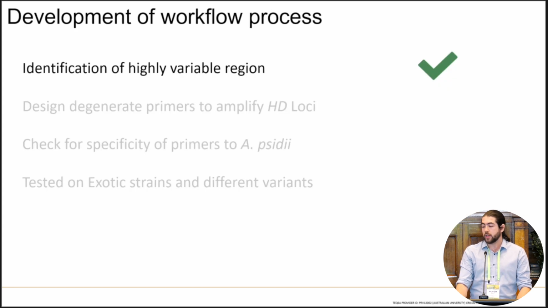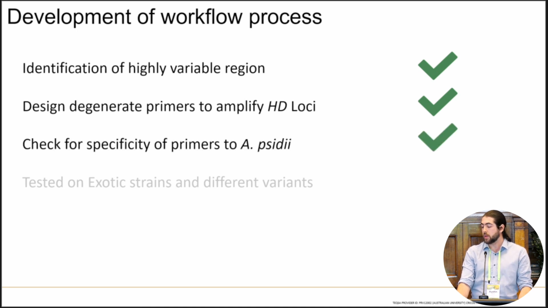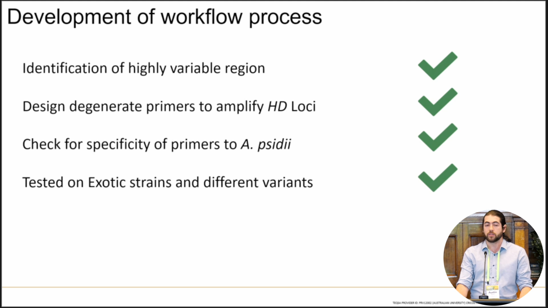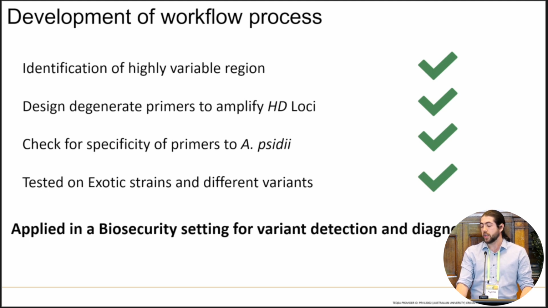So now I'm just going to walk you through the development of this workflow so far. We've identified this highly variable region. We designed degenerate primers to amplify this HD loci. We checked and made sure that it was amplifying only Austropuccinia psidii. And we tested these on exotic strains and different variants. So what's next is seeing how it can be applied in the biosecurity setting for variant detection and diagnosis.